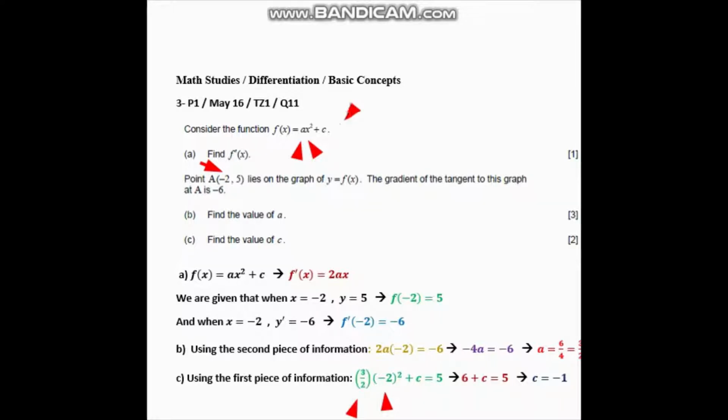Finally, plus c remains as it is, and I know that when x equals negative 2, f of x, or in other words y, equals 5. So how do I know that? I know that from point A. Point A tells me that when x is negative 2, f of x equals 5. Hence, I get this green equation right there, and I simplify to get 6 plus c equals 5. Hence, c equals negative 1.